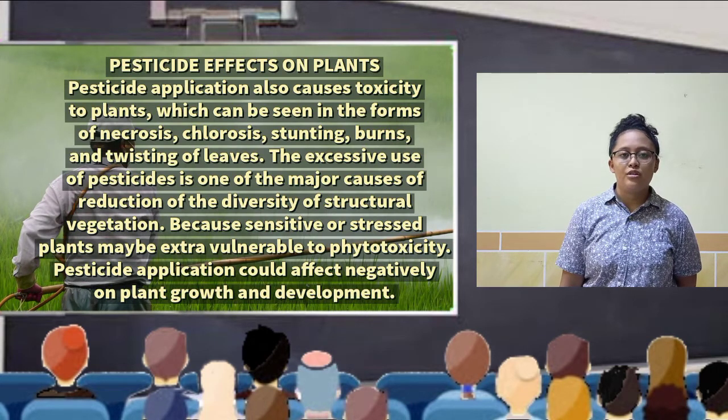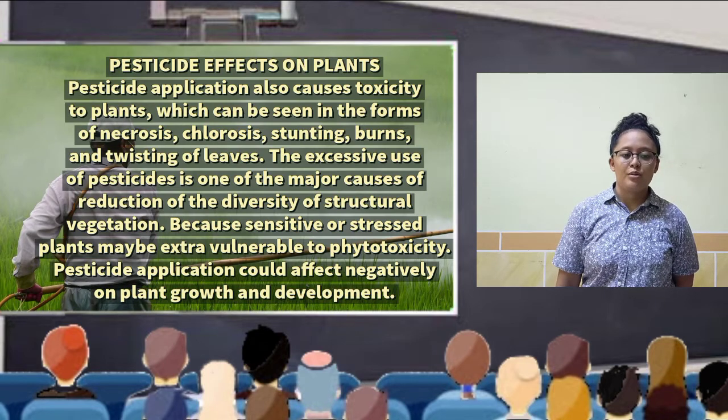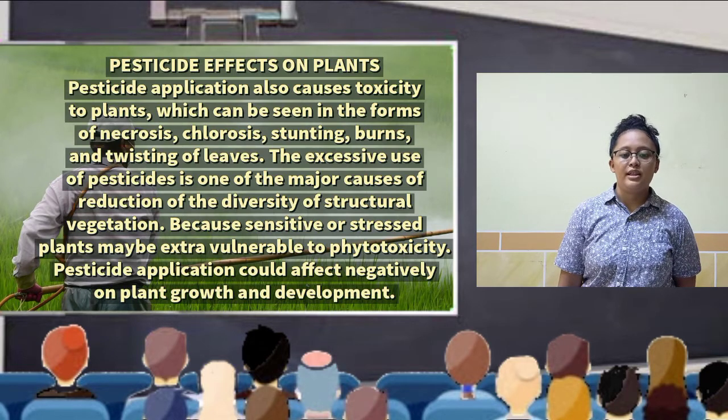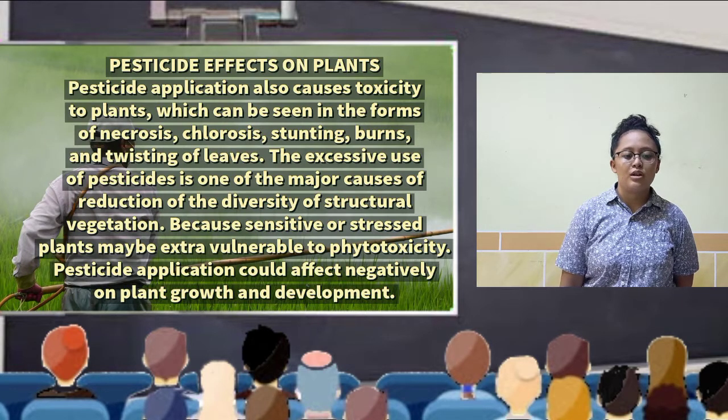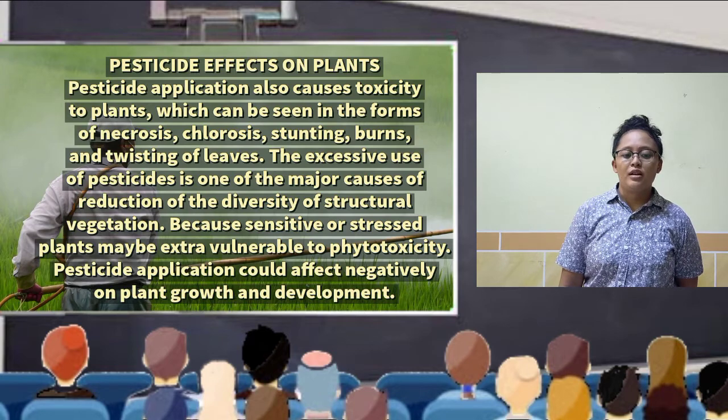Pesticide effects on plants. Pesticide application also causes toxicity to plants, which can be seen in the forms of necrosis, chlorosis, stunting, burns, and twisting of leaves. The excessive use of pesticide is one of the major causes of reduction of the diversity of structural vegetation. Because sensitive or stressed plants may be extra vulnerable to phytotoxicity, pesticide application could affect plant growth and development negatively.